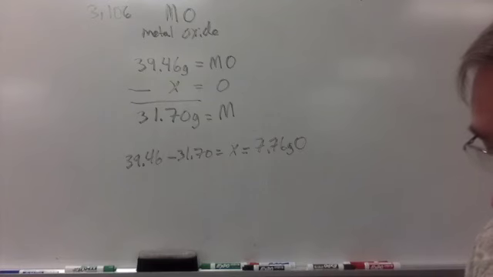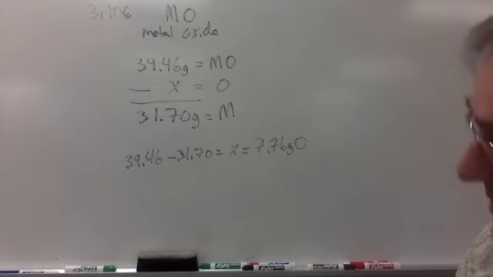Let's take a look at 3.106. A certain metal oxide has a formula MO, where M denotes a metal. A 39.46 gram sample of the compound is strongly heated in an atmosphere of hydrogen to remove oxygen as water molecules. At the end, 31.70 grams of the metal is left over. If O has an atomic mass of 16.00 AMUs, calculate the atomic mass of M and identify the element.